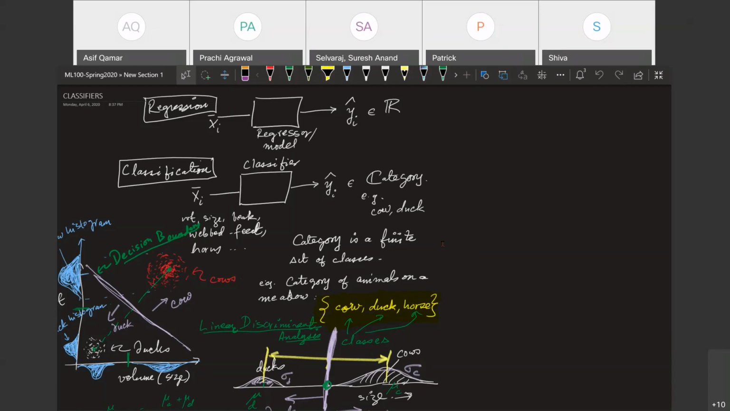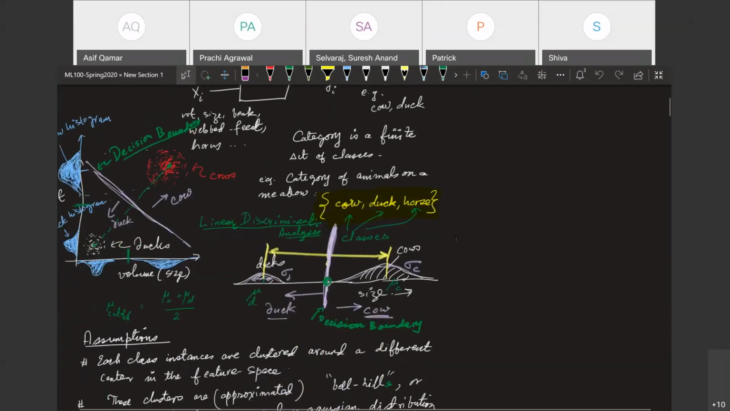Now, we talk about machine learning algorithms as we were talking about them. We have the discriminant analysis. In the discriminant analysis, we make the assumption that each of the classes occupies a fairly separated region, or they're fairly clustered. All the instances of a class are fairly clustered in the feature space, and they are not just clustered, they're clustered in the shape of sort of a bell hill.